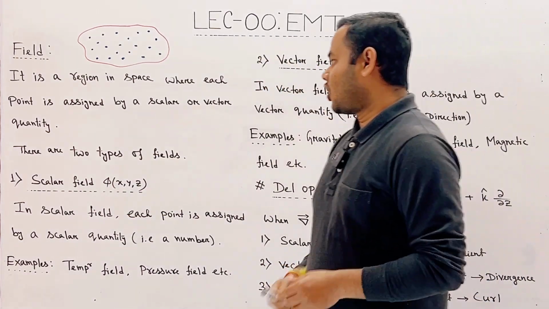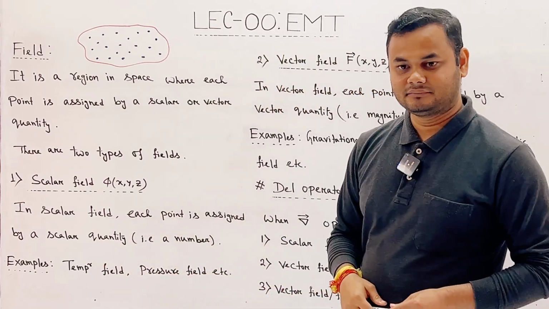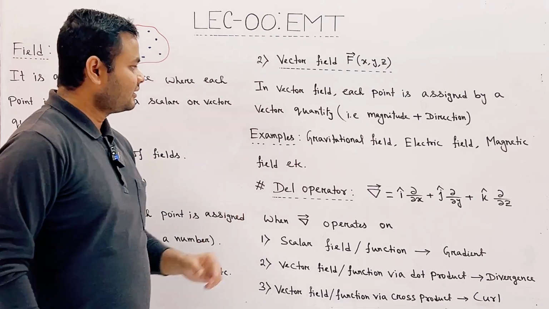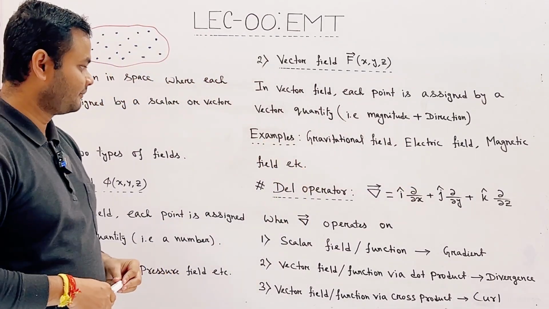Some examples of scalar fields are temperature field, pressure field, etc. And some examples of vector fields are gravitational field, electric field, magnetic field, etc.